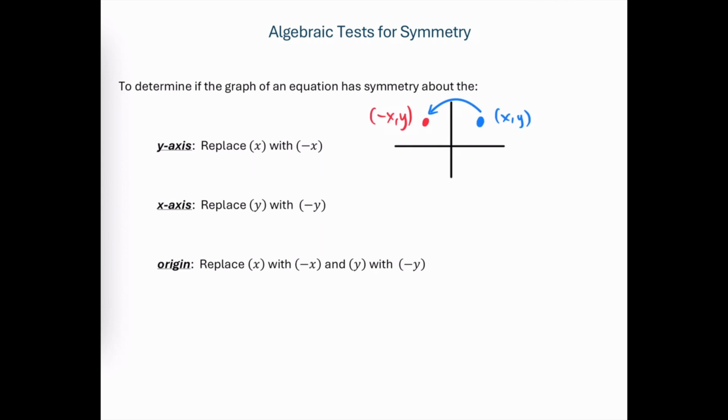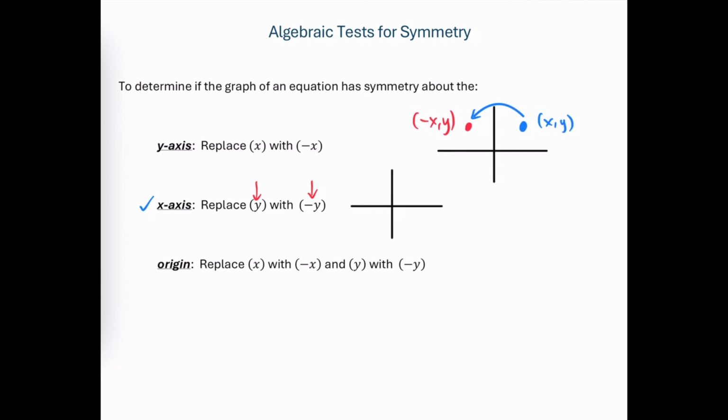To algebraically test an equation to see whether or not it has symmetry over the x-axis, we're going to replace each y in the equation with negative y. To understand why that's our algebraic test, let's look at the graph again. Assuming we have an xy ordered pair that's an ordered pair solution to a graph that is symmetrical about the x-axis, we know that we must also have an ordered pair with coordinates x and negative y on the graph.